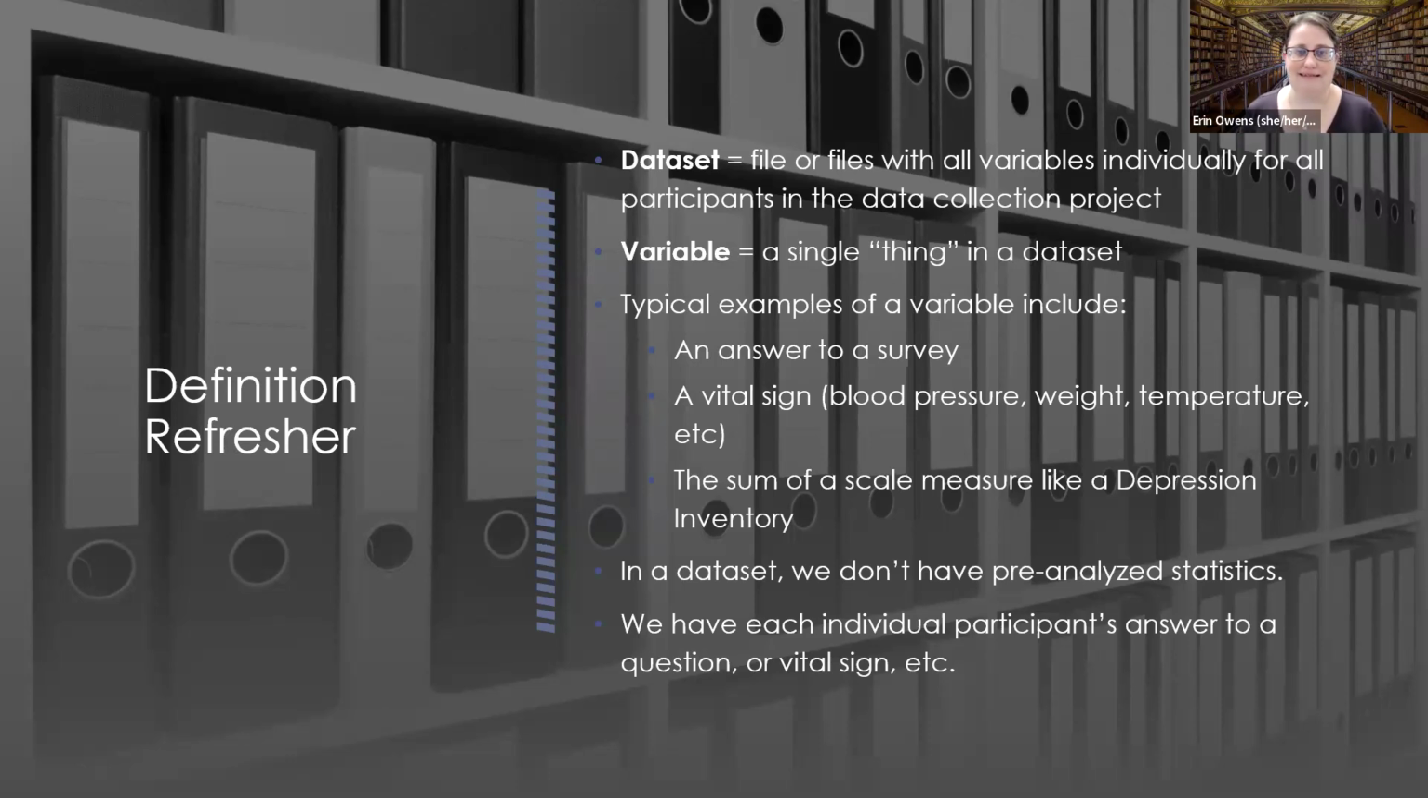Each variable is a single thing in the data set. If we just picture an Excel spreadsheet, every individual column, really, the column heading tells us the variable, and then every cell is a value for that variable. Typical examples of a variable might include an answer to a survey, a vital sign, the sum of a scale measure, etc. So again, not those pre-analyzed statistics, just every individual data point collected, the raw data.